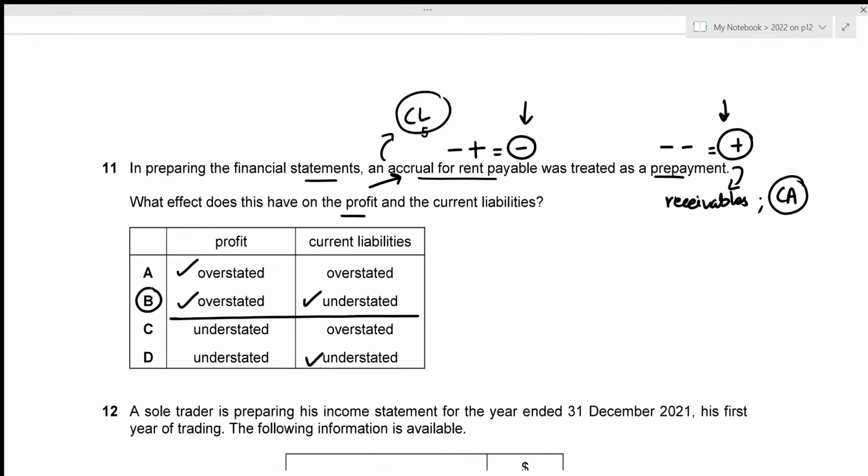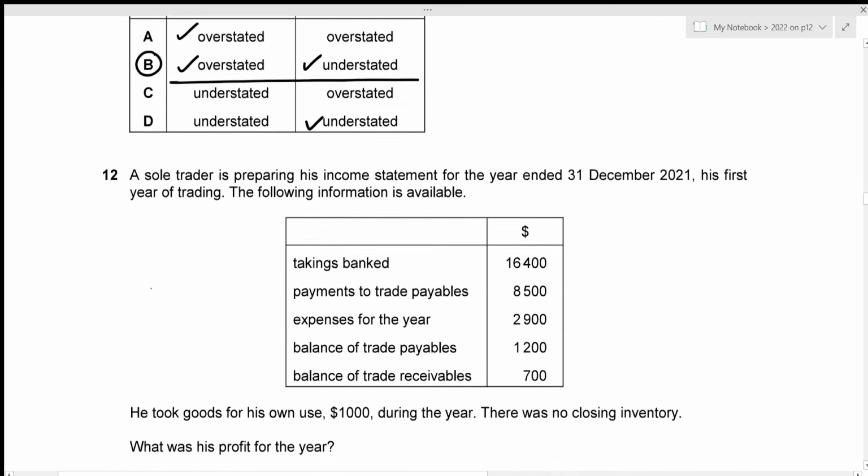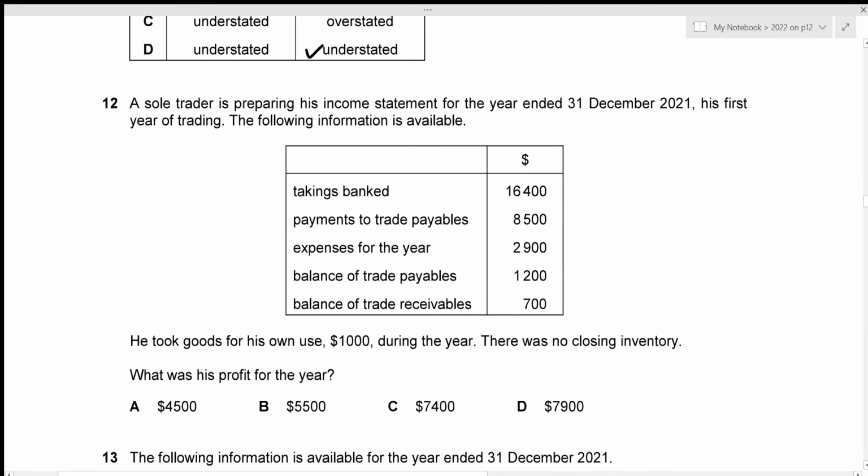This concludes question number 11. We can now move towards question number 12. A sole trader is preparing his income statement for the year ended 31st December 2021, his first year of trading, and the following information is available. Now we need to figure out his profit for the year.